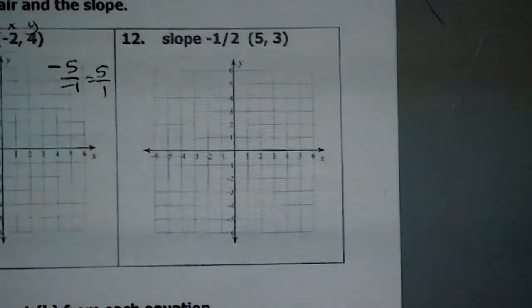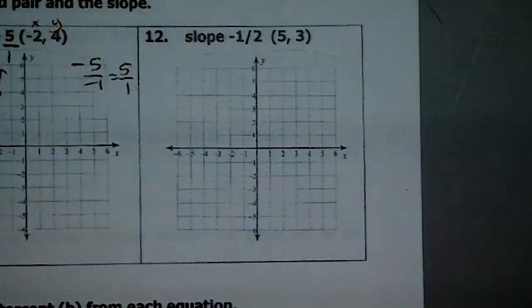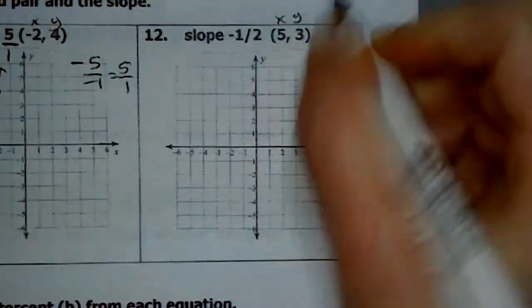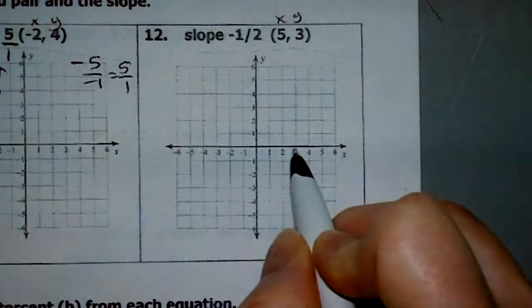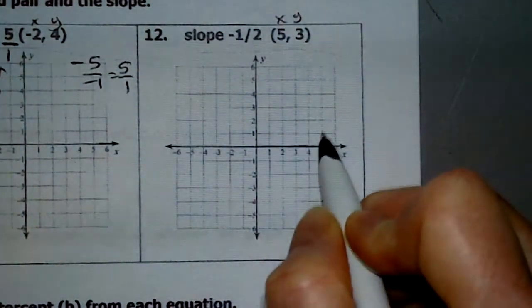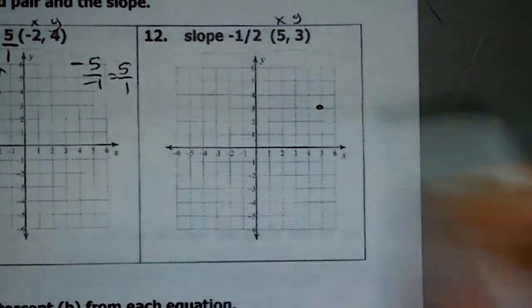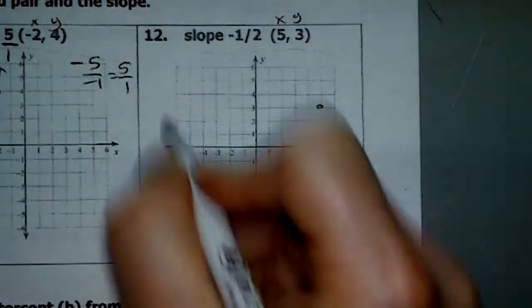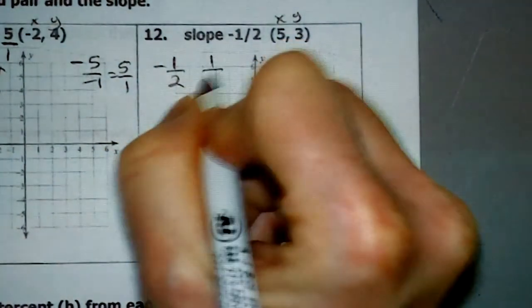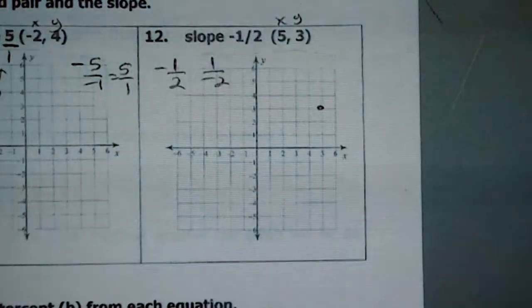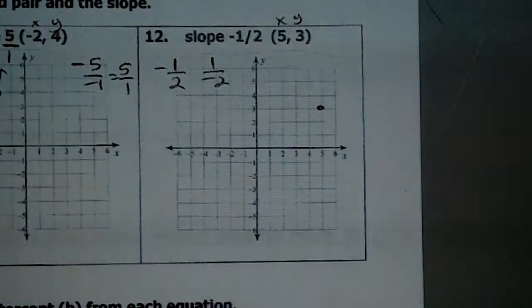All right, for number 12, again, you need to plot the point. That's your first step. So in the ordered pair, it goes x, y. That means right 1, 2, 3, 4, 5, and then up 1, 2, 3. Okay, when you see that you have a slope of -1/2, that either means -1 over 2 or 1 over -2. Remember, when it's a negative fraction, it means either the top or the bottom.